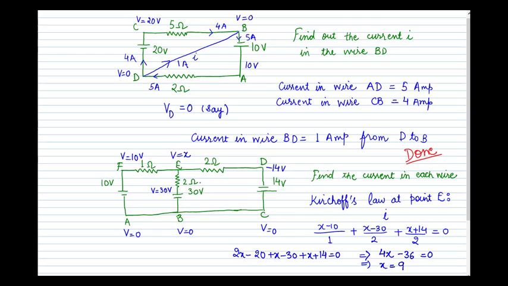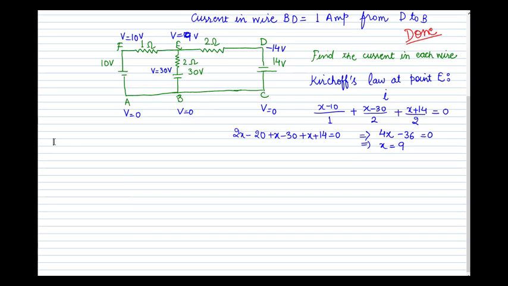That means the voltage at point E is 9 volts. So we can write it down as 9 volts here. So make this X as 9. Now we can calculate the current. So current in EF is X minus 10 upon 1. So we can write the current in EF, whatever direction we have taken. Now we know the X, so we can calculate the current in each branch.